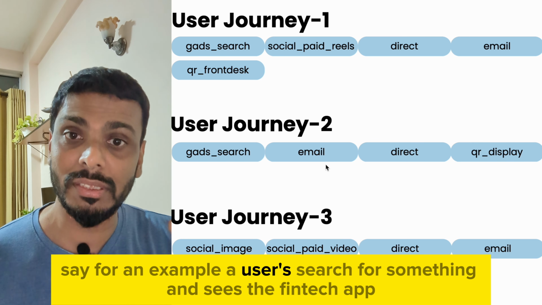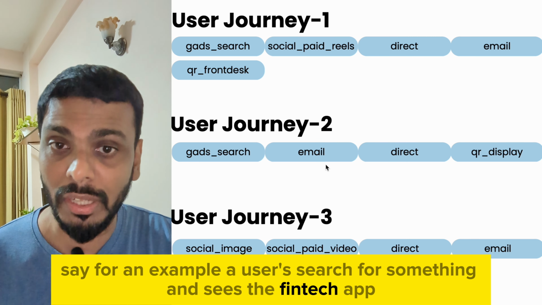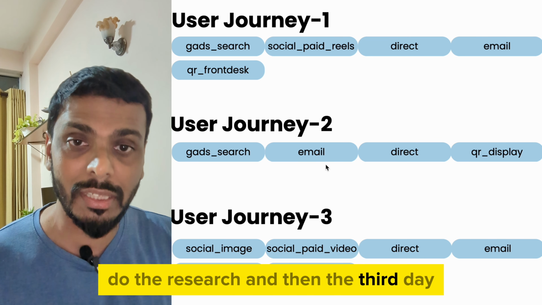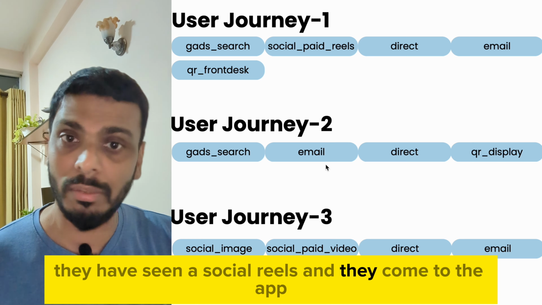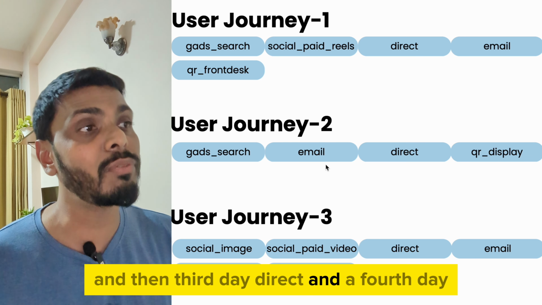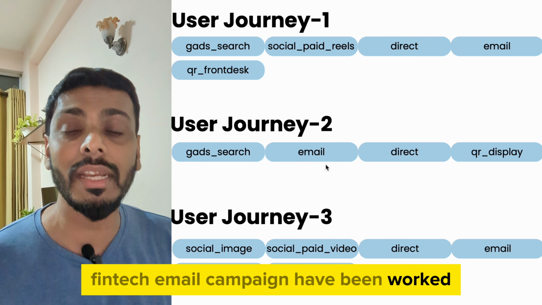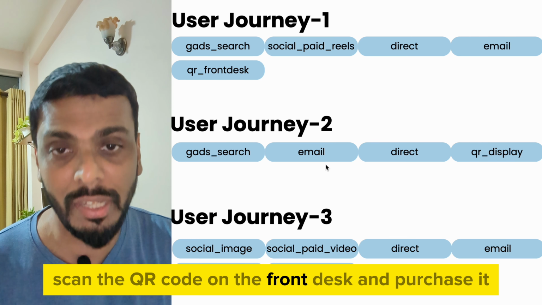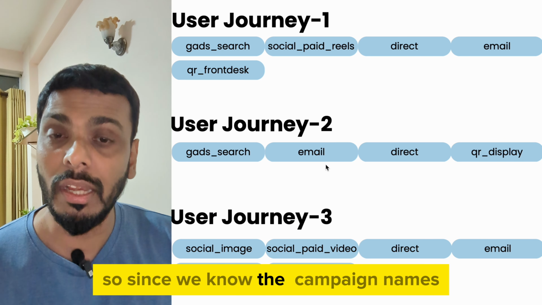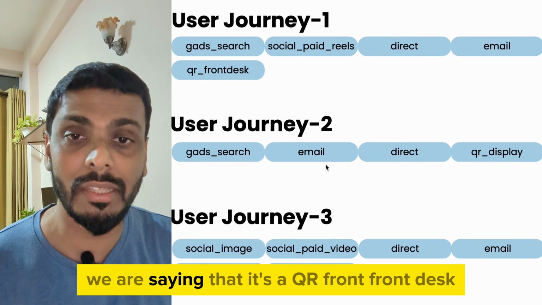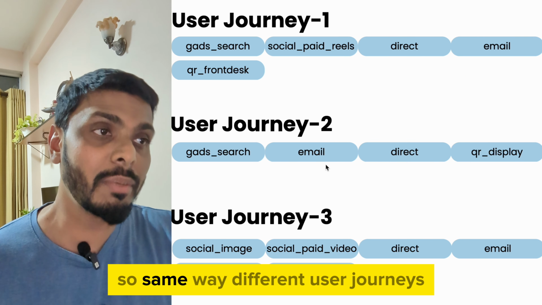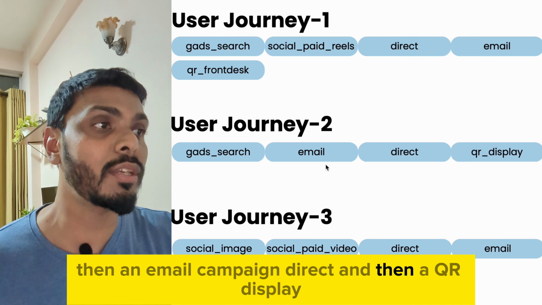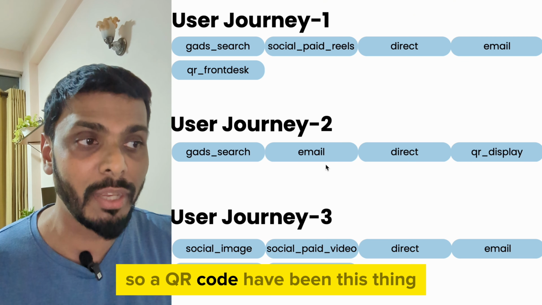For example, a user searches for something, sees the FinTech app advertisement, clicks and lands on the FinTech app, and does research. Then on the third day they see a social reel and come to the app, then come direct, and on the fourth day a FinTech email campaign worked, and then they go to the store, scan the QR code on the front desk and purchase. Since we know the campaign names we put in, we can say it's a QR front desk. Same way, different user journeys: a search, then an email campaign, direct, and then a QR display.